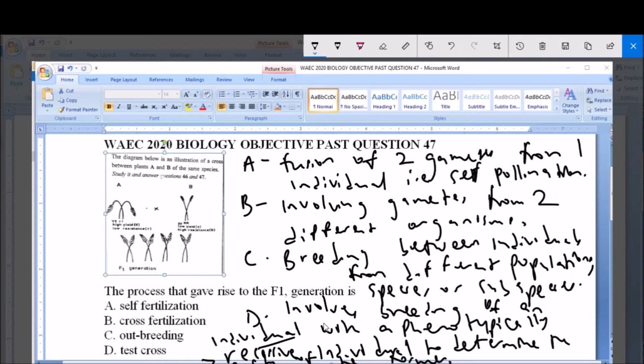So from these definitions we have given, what gave rise to this F1 generation here is the process of cross-fertilization, because you can see two different organisms, organism A and organism B, and the gametes from both of them were fused, and you have this F1 generation, which consists of genes from two different organisms. So the process that gave rise to the F1 generation is cross-fertilization, which is option B. Option B is the correct answer to this question.